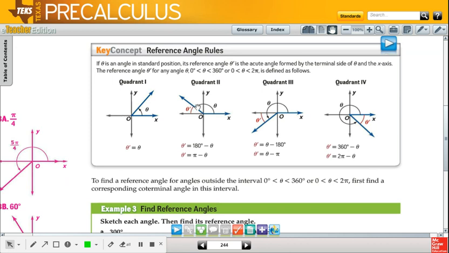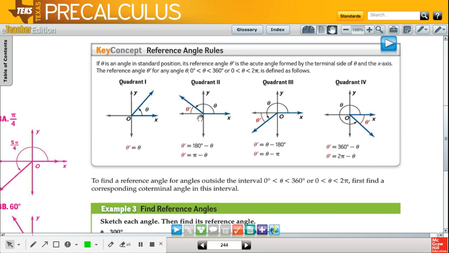Now, if the terminal side is in quadrant 2, what we're going to do is use our given angle theta to find the angle theta prime between the x-axis and the terminal side. So if you're given degrees, on the other side in quadrant 2, the x-axis is 180 degrees because it's a straight line. So if you're trying to find angle theta prime in degrees, we're going to do 180 degrees minus our given angle theta.